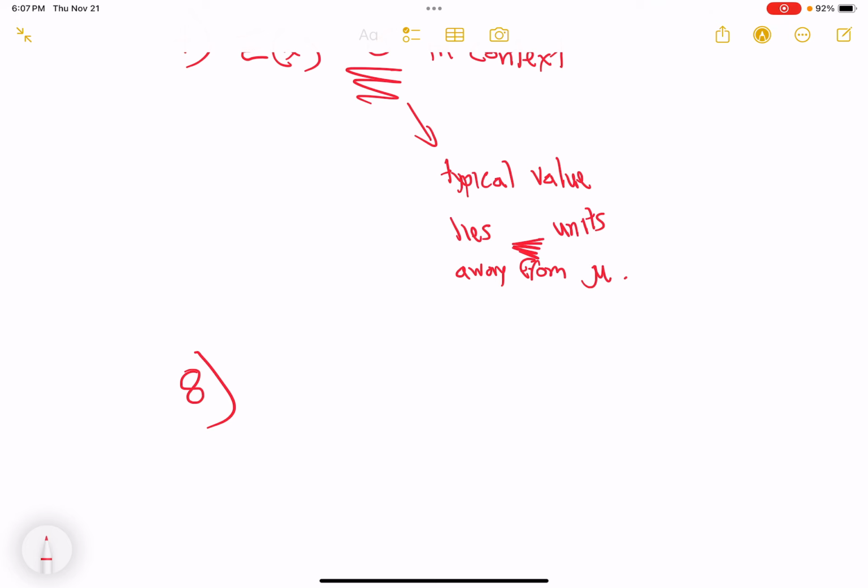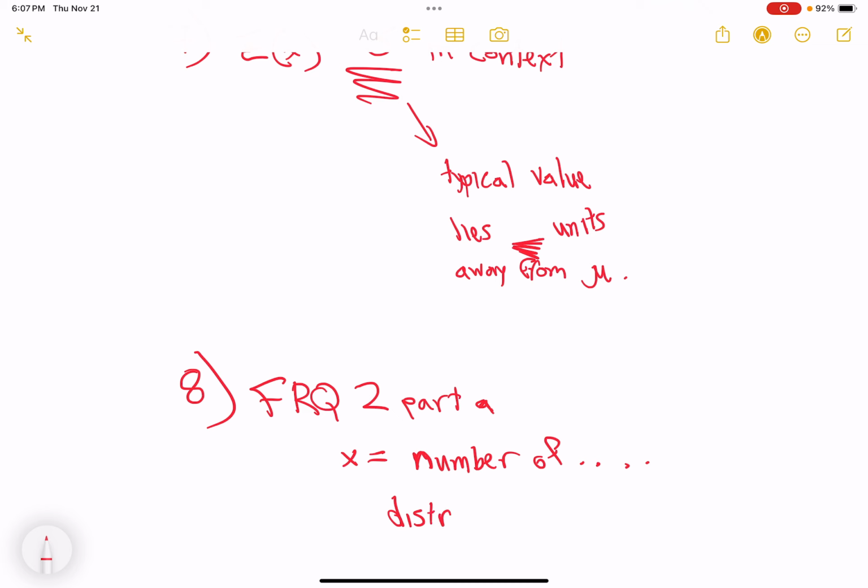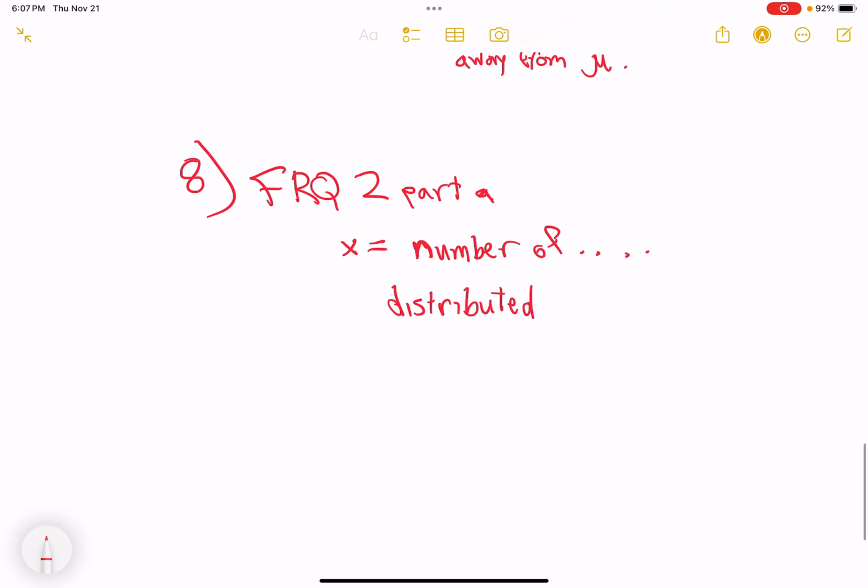If you take a look at the FRQ 2, Part A, where it says to define a variable, look at that answer and know how to answer that sort of thing. The way it answers it in my answer key is like x is equal to the number of, and it dictates what that variable is, number of, dot, dot, dot. It just sets it up. And then it says it is distributed binomially, or it is distributed normally, or it is distributed geometrically.